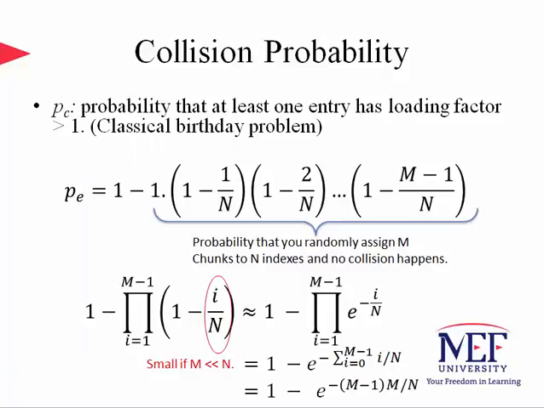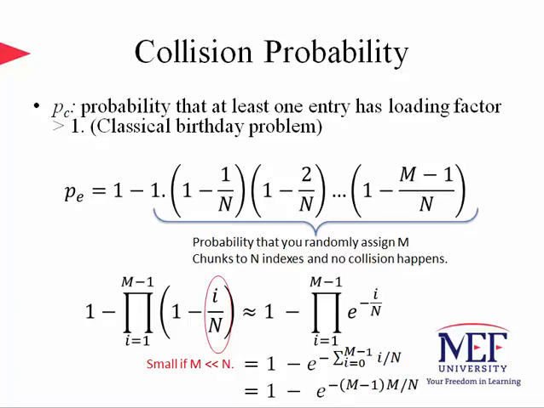Let us see if we can calculate explicitly the collision probability. Let P_C be the probability that at least one entry has load factor greater than 1. This probability can be calculated by first calculating the probability that you randomly map m chunks to n indexes and no collision happens. It's given by the whole big expression on the right. The solution to this is basically already given by the classical birthday problem. If you just search for it, you will find a lot of information about the birthday problem and maybe extended birthday problems. Finally, if you subtract this quantity from 1, you obtain P_C.